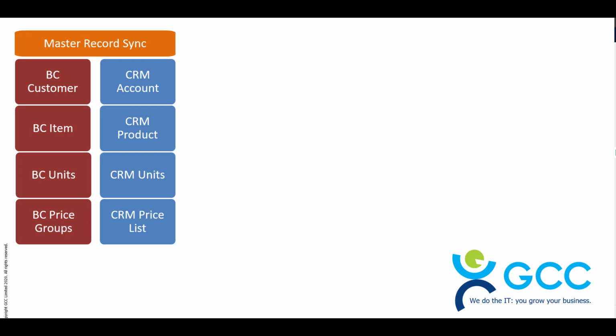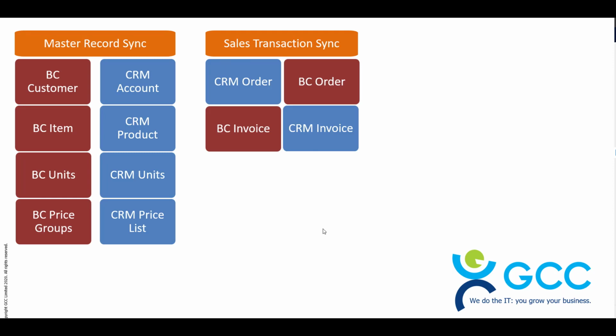The products within CRM and the items within Business Central. And to be able to synchronize those, we also need to synchronize the units of measure and also the Business Central customer price groups with the CRM price lists to enable us to do our quoting and orders and opportunities in CRM using the stock items that are in Business Central. So as we just mentioned, the transactional syncs going on is the CRM order becomes a Business Central order, a Business Central invoice becomes a CRM invoice.